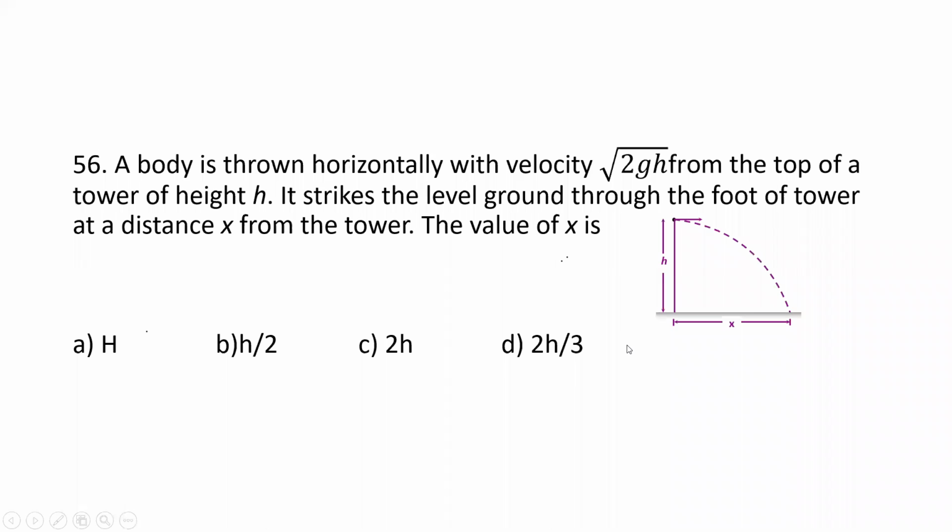Next question. A body is thrown horizontally with velocity √2gh from the top of a tower of height h. It strikes the level ground at the foot of the tower at a distance of x from the tower. The value of x is, you can see in the figure, it is given. The body is thrown with a velocity of √2gh from the top of a tower. So the tower height is given as h. So see how to do this one.